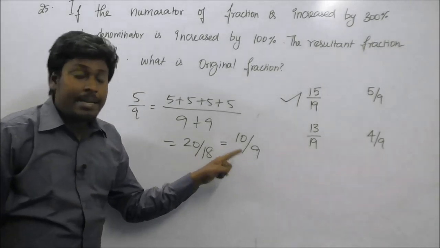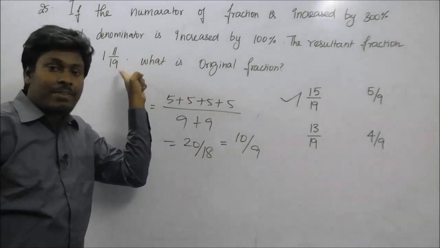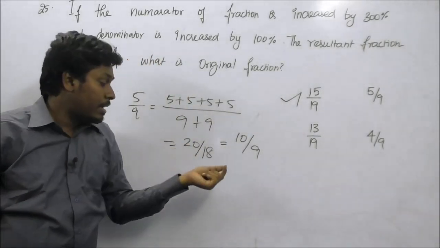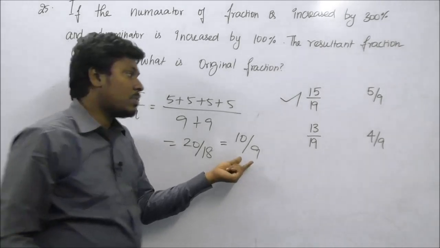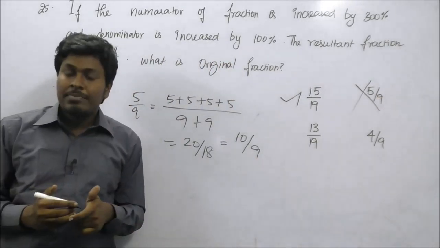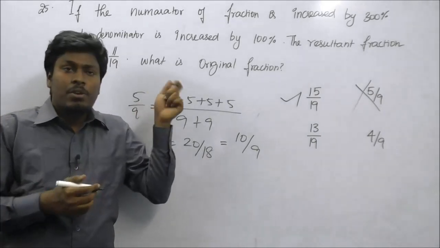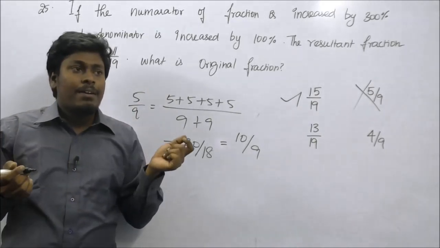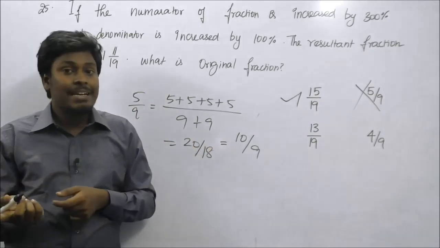So 10 by 9 is the fraction we got, but they have given us 30 by 19, so this option will be wrong. Friends, if you go for this procedure, in sums like this, where a fraction gets increased or a fraction gets decreased, it will be easy.